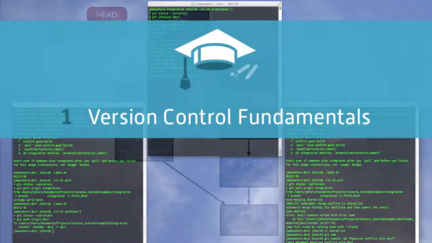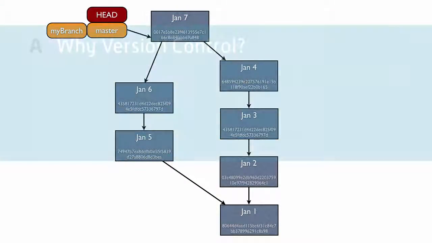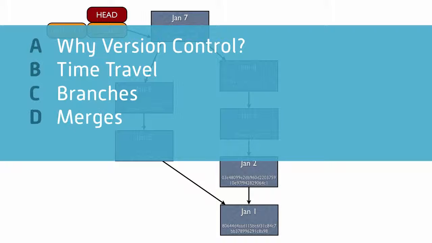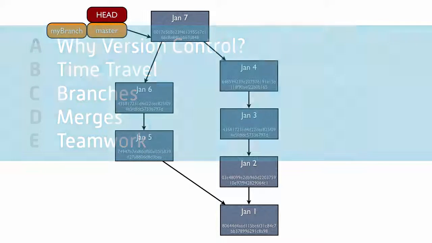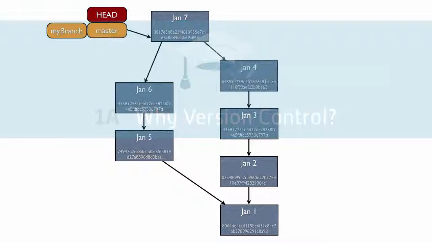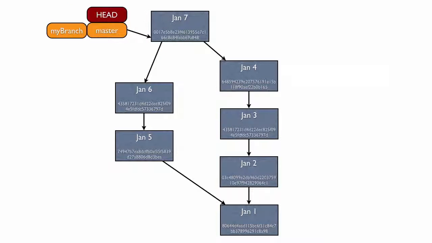First, some version control fundamentals. In this section, we're going to look at the motivation for version control, time travel, branches, merges, and teamwork. When you first started programming, you probably noticed something painful. When a program gets large enough, you can break your code so badly that you're unable to fix it again.